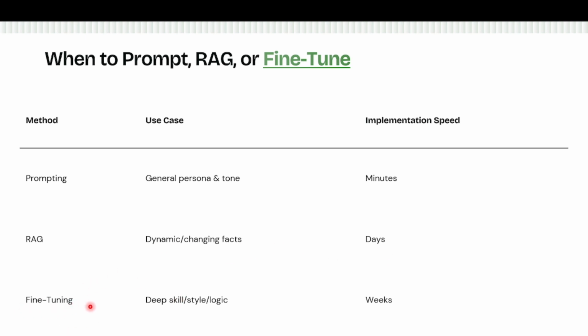Then fine-tuning. This is deep skill: teaching the agent how to behave, how to perform tasks, how to generate responses, what format to use, what style, paragraph style, sentence style, tone, and everything. It also teaches it to work within certain guardrails, not to misbehave, and how to answer so that it doesn't go outside the business context or the business boundary. So fine-tuning is skill, style, and logic.